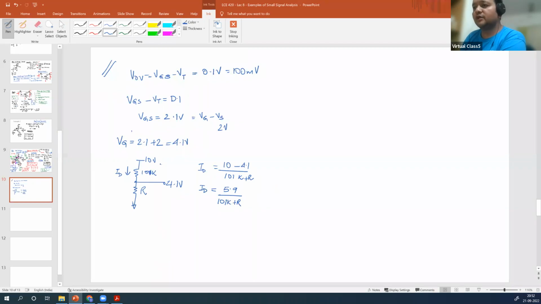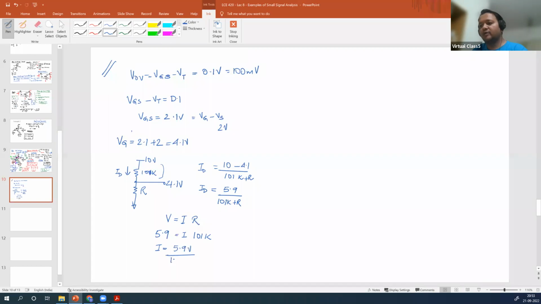But what is the voltage drop that you know here? This is 5.9, right? So the current flowing through this one has a drop of 5.9 volt against 101K. So voltage, Ohm's law. R is 101K. Voltage is 5.9 volt. What is I? How much is I? 5.9 volt divided by 101K. How much is that current value?